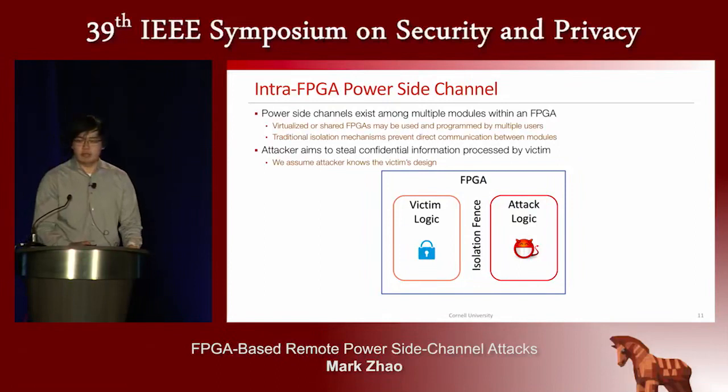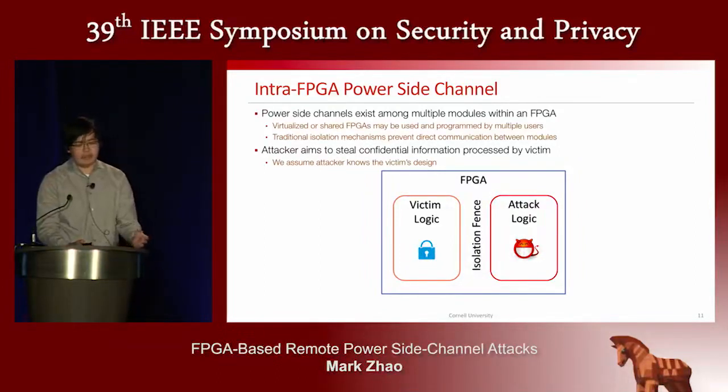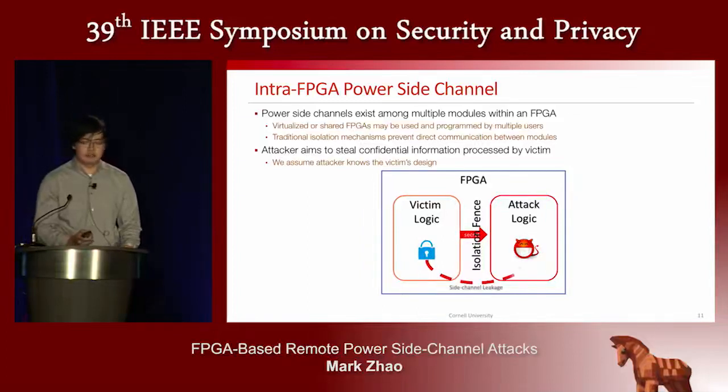So as I mentioned before, there's been works that proposed virtualizing FPGAs. So for example, we might have a case as shown in the figure below in which there's a victim that is co-tenant alongside an attacker on one physical FPGA device. Traditional isolation mechanisms in these FPGA devices will prevent the attacker from directly reading any secret information processed by the victim. However, through this side channel, confidential information may leak to the attacker and this isolation mechanism is broken.